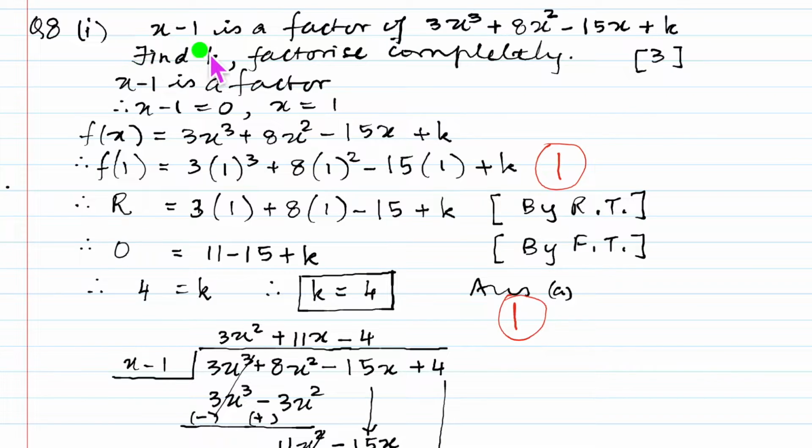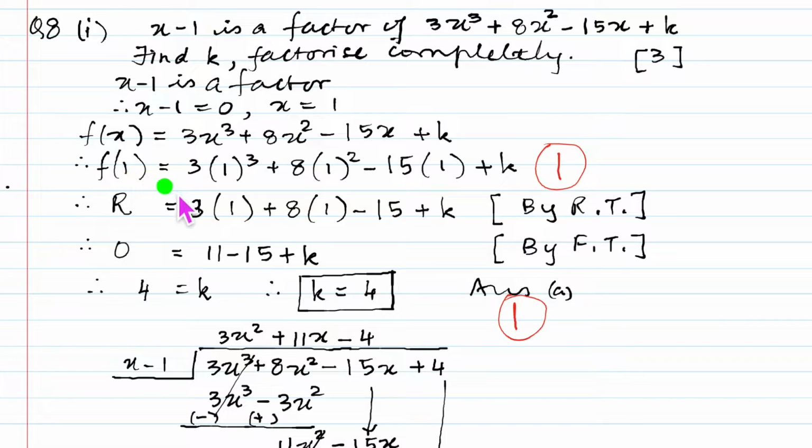For our solution, we will first write x minus 1 is a factor of this polynomial, and we have to find k and then factorize completely. So if x minus 1 is the factor, then x minus 1 equal to 0 and x equal to 1. So we write f of x as the polynomial and we substitute x as 1.